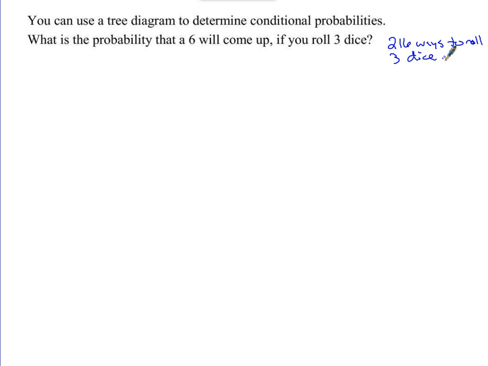Now all I've got to do is come up with the wins. How many different ways can I satisfy the requirements of this problem? To do that, we're going to draw a tree diagram. So kind of try to mimic what I'm doing here. 1, 2, 3, 4, 5, 6, but I'm spreading them out.